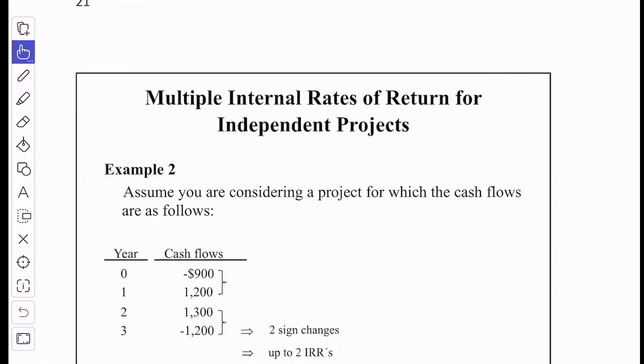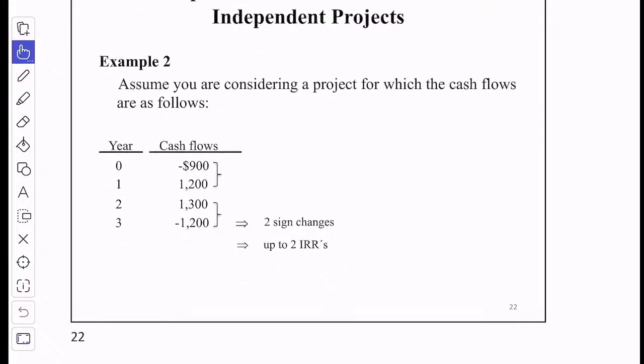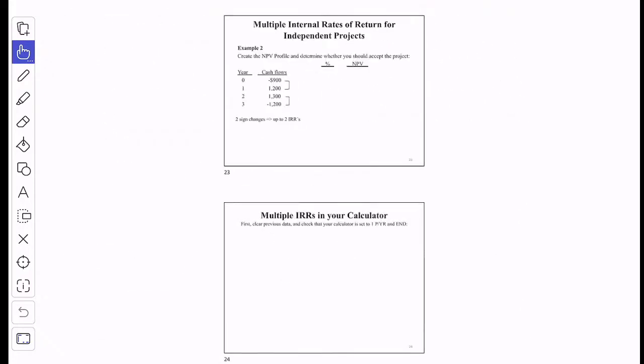Let's look at this project. Let's look at the cash flows. It looks like it's an investment project, but there is a second sign change. So it goes from negative to positive, but then changes sign again. So the polynomial will have up to 2 IRRs. It could cross in 2 places because it's a curve. It will be a curve either up or down. So we need to generate the NPV profile here.